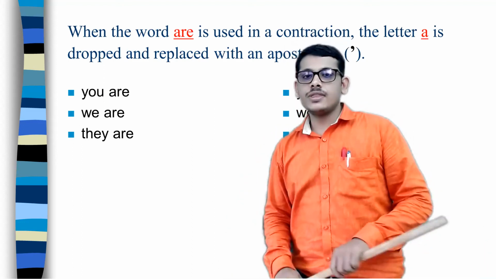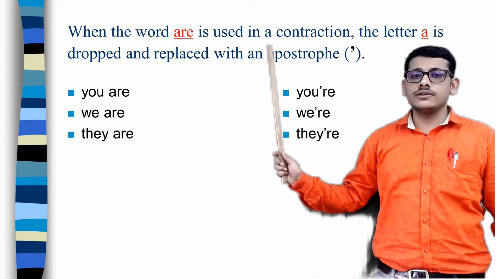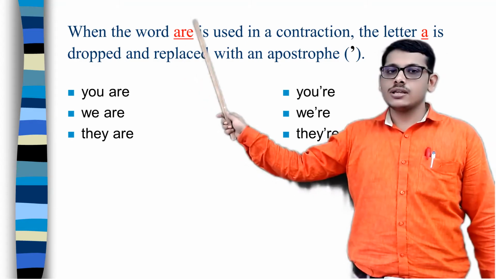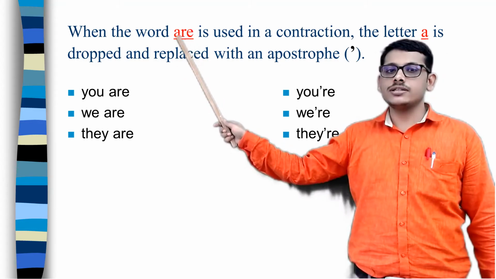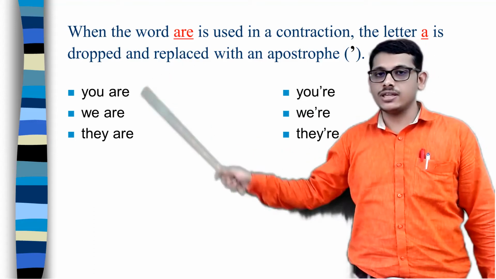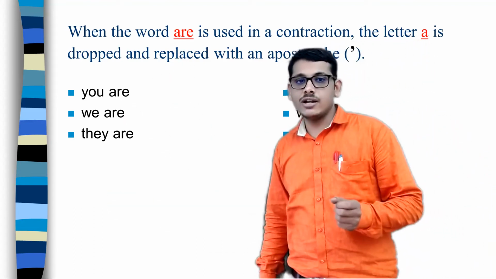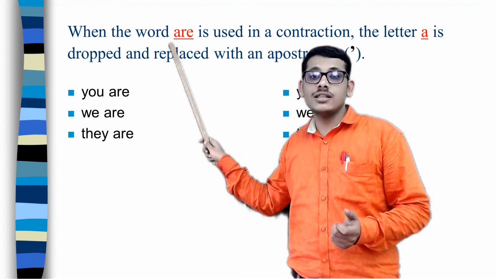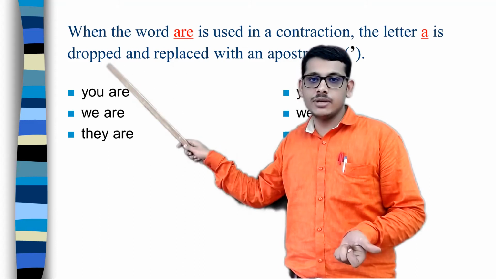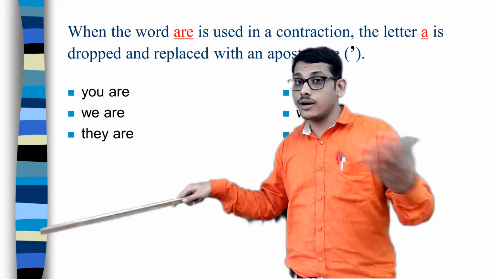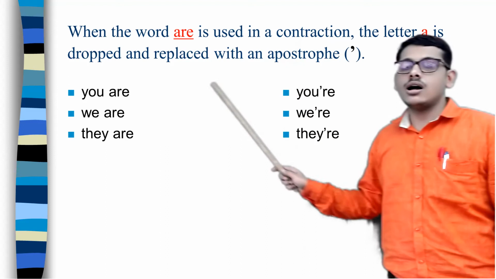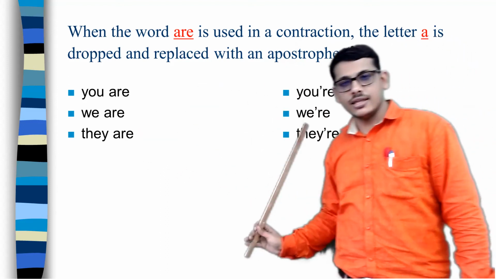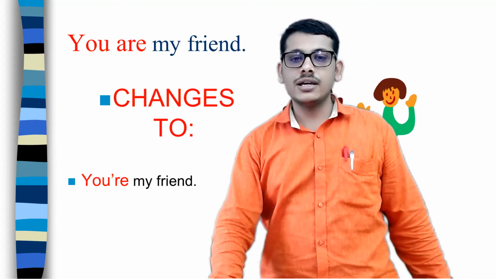Next one, are. Many times we use this. And whenever we use are in the contracted form, the first letter will be dropped out. Instead of it, we'll give an apostrophe. If you are a good observer, you might have observed that most of the time we are dropping the vowels. Maybe in the beginning or maybe in the middle, not at the end. You're, we're, they're. So these are the contracted forms.